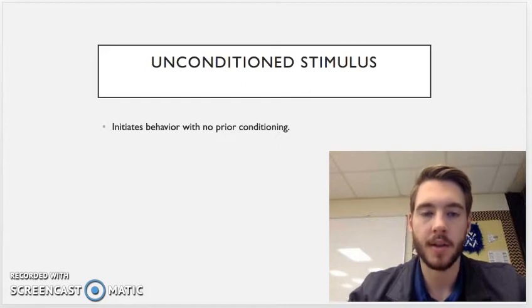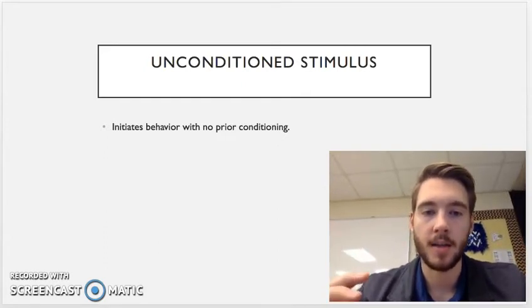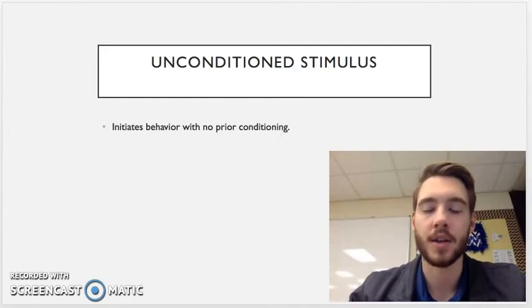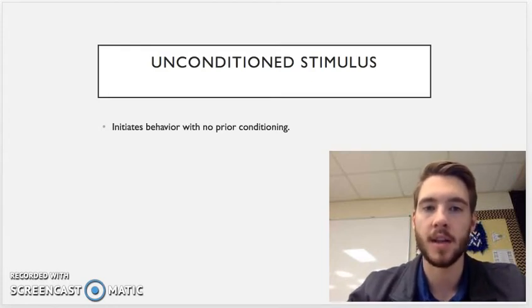First, the unconditioned stimulus, which is the first stimulus, initiates behavior with no prior conditioning. And so, like in the famous Pavlov's dog example, the unconditioned stimulus would be the meat. The meat already automatically causes the dog to salivate. You don't need to teach the dog to salivate with the introduction of meat.